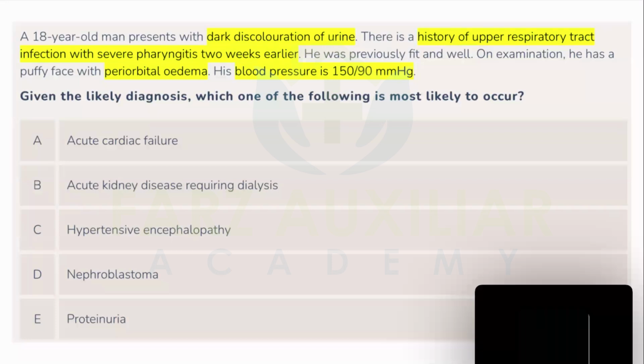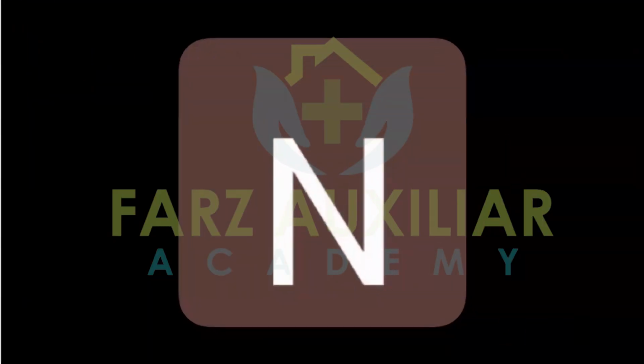So, doctor, what is the diagnosis? Post-streptococcal. Okay. Everybody agrees with this because 2 weeks is the time period given. So it is the time period for PSGN, post-streptococcal glomerulonephritis. So a young man with a 2-week history of severe pharyngitis now presents with periorbital edema, high blood pressure, and blood in urine. Which of the following is likely to occur? Let's see what you have written in the chat box.